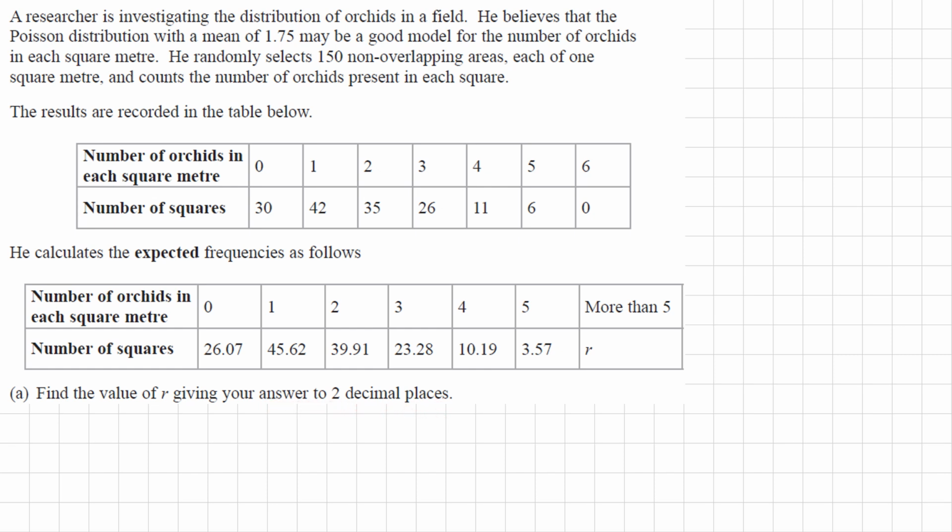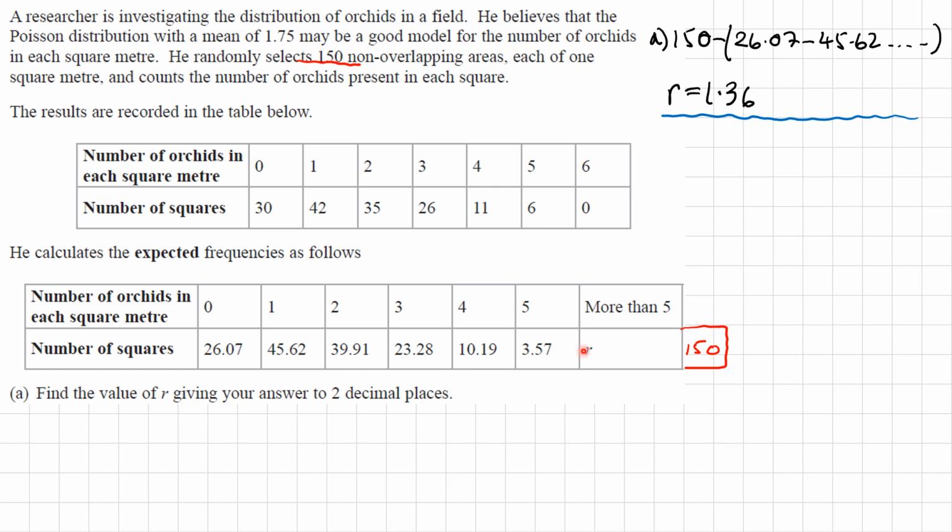Now I think the easiest way to calculate the value of R would be to subtract all of these values from 150, because we know that the sum of all the frequencies has to be 150, because that's given in the question. So if we did 150 and we subtracted all the values, 26.07 minus 45.62 and so on, that will give us a value of R equal to 1.36.